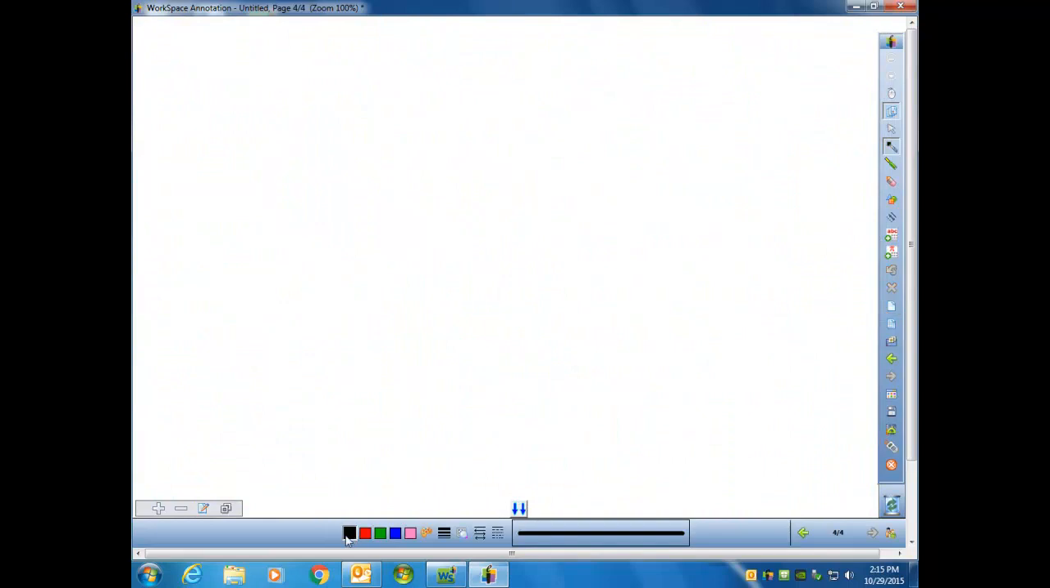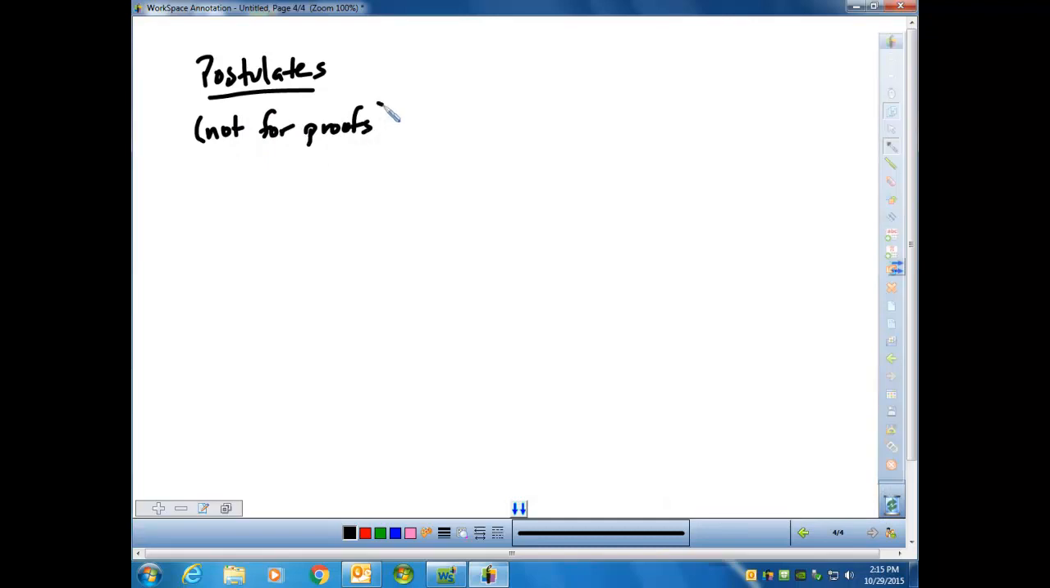Alright, so let's connect this now to some of the geometry that we've been working on lately. So there's two postulates we're going to look at. Neither of these postulates are postulates that you would use on a proof, alright, but they are postulates that we're going to use to solve some of these graphing problems. So the first postulate, postulate 17, says parallel lines have equal slopes.